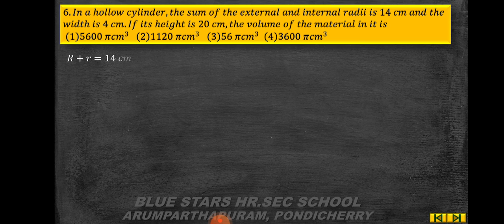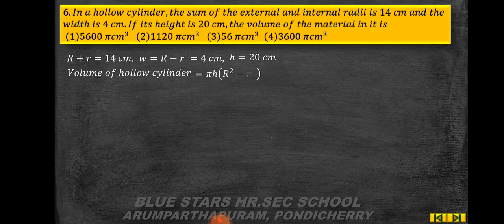Capital R plus small r is equal to 14 centimeter, because the sum of the external and internal radius is given. Then the width W is equal to capital R minus small r, which is equal to 4 centimeter. Then height h is equal to 20 centimeter.